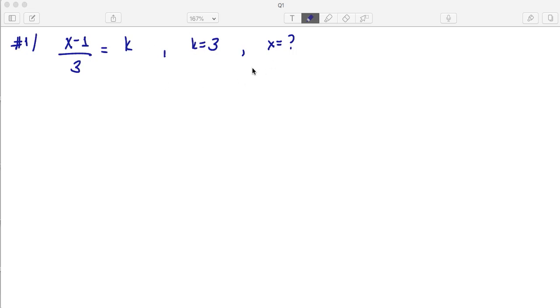So in this type of question, when some value is given, the first step is always to substitute for that value. So let's do that. K is 3, so I substitute.